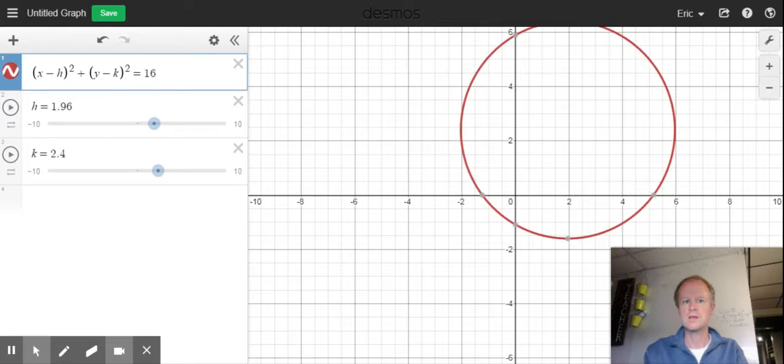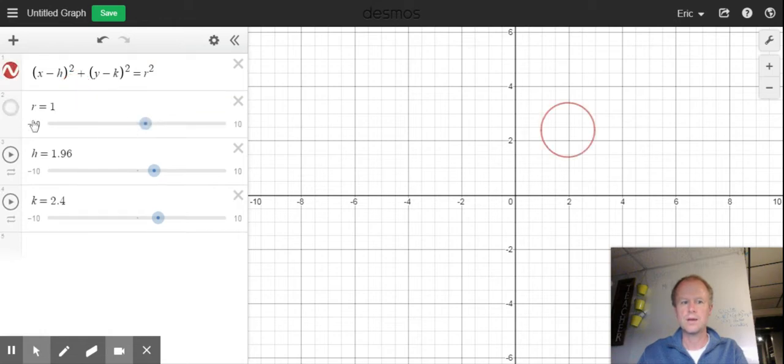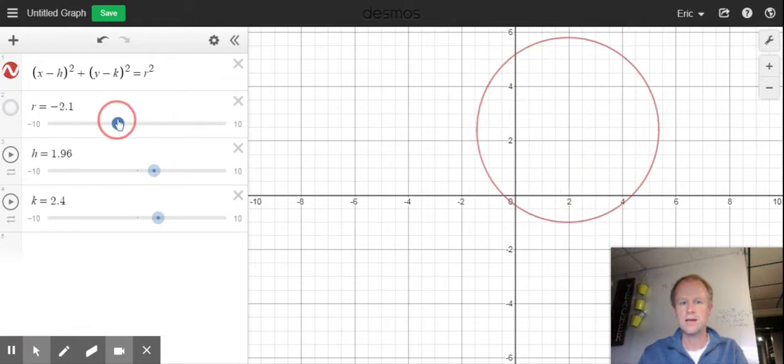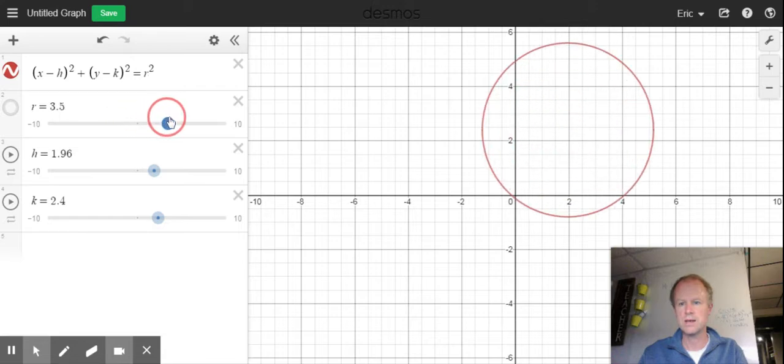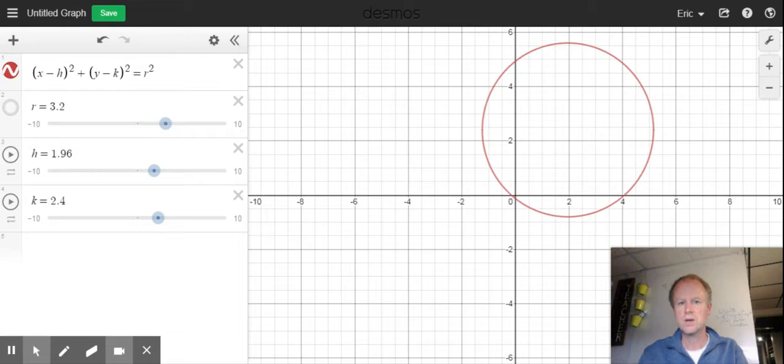If you want to play with this number, we could just call this R squared. And so I'm going to add a slider R. And so let's watch what happens when we play this. Here we go. It's not letting me slide it for some reason, but you can see R is the radius. So that's a quick summary of circles in rectangular coordinates. So keep that in mind as we work through this problem.